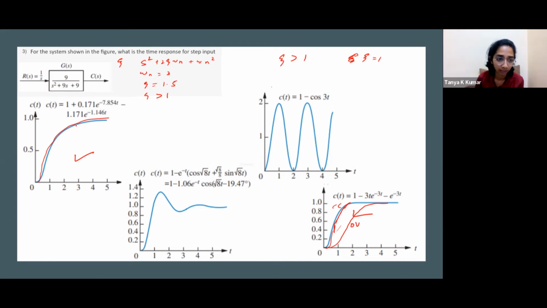Now we'll see how to solve this. How do we solve it? We take the inverse Laplace transform of this C of S. Okay, so I'll just take a fresh page and solve it. So we take C of S as, what was it? So the transfer function C of S by R of S was, what was it? 9 by S square plus 9S plus 9. And your R of S, that is the input, is 1 by S. Okay, so R of S is 1 by S.